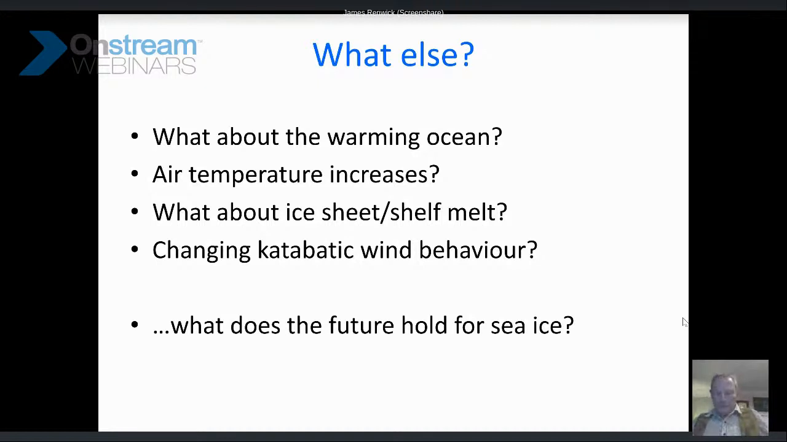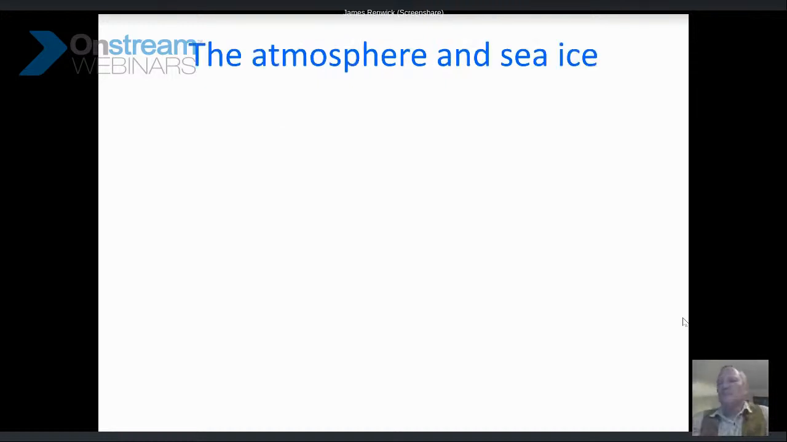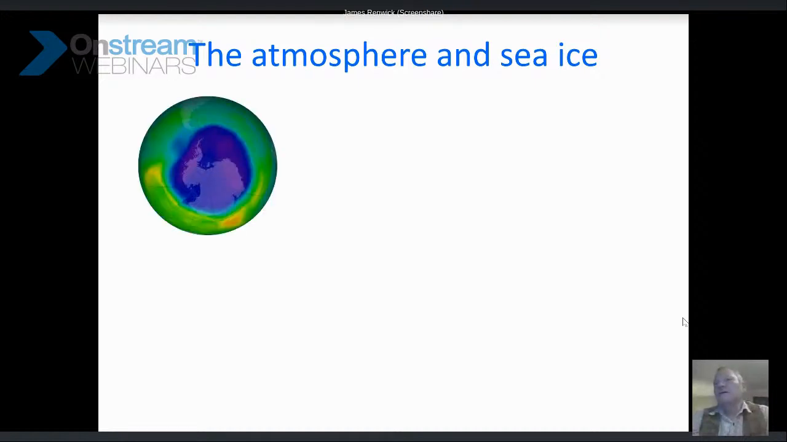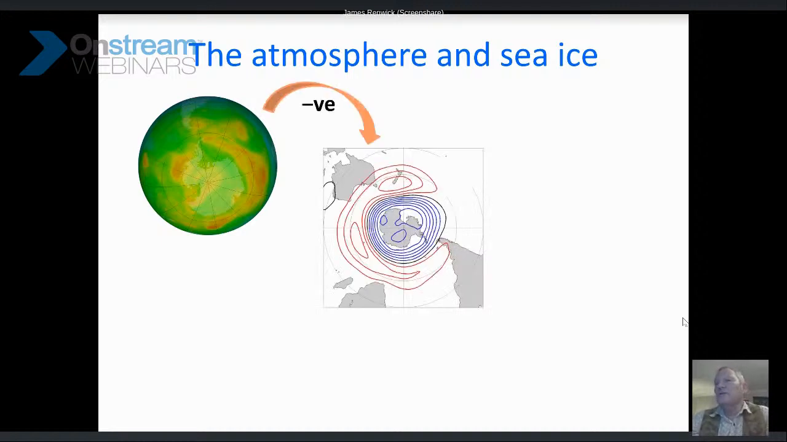I would say it's pretty hard to say. We've got to think about all of these different influences. So if you look at atmospheric effects on the sea ice, well, the ozone hole is actually filling in now, so that should decrease the north-south temperature gradient, which should be a negative influence on the southern annular mode, which should cause the westerlies to weaken off a bit.